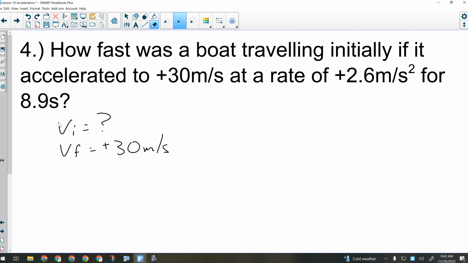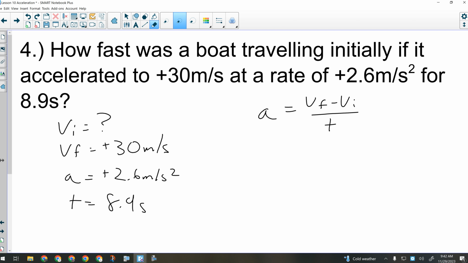Okay, at a rate of positive 2.6 meters per second squared, for 8.9 seconds. Okay, so I'm looking for VI. This is my formula. What should I move first? T. It's not attached to VI. All right, so I multiply both sides by T. Now, here's where you have your choice. You can subtract VF, go T times A minus VF and get negative VI. Okay, that's not the way I do it. I add VI to both sides, and then I subtract T times A over there. So I'll have VI equals the final velocity minus the change in velocity, okay?